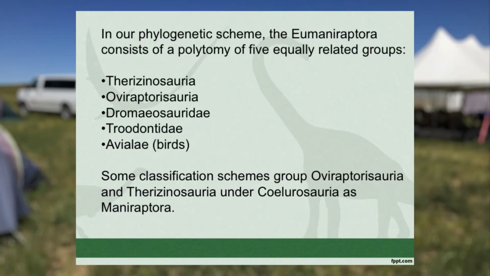So here's what we're going to do in my lecture. As you look at different books and different resources, these groups get put together in different schematic schemes, but here are the 5 we're going to look at under Eumaniraptora: the Therizinosauria, Oviraptorosauria, Dromaeosauridae, Troodons, and the birds, Aves, all right? Other schemes, including your book, put the Oviraptors and the Therizinosaurs under Coelurosauria, as a group called Maniraptora. So just be familiar with that as you're studying your book. You may see these listed as Maniraptora underneath Coelurosauria.